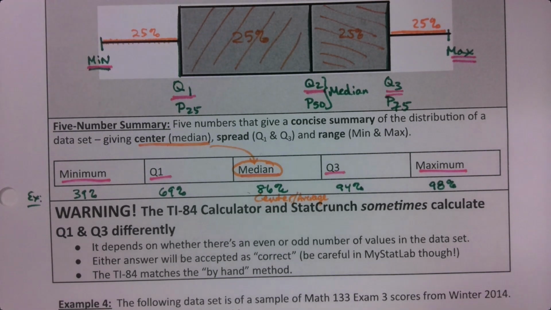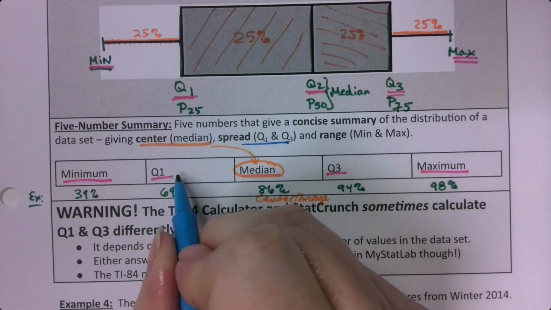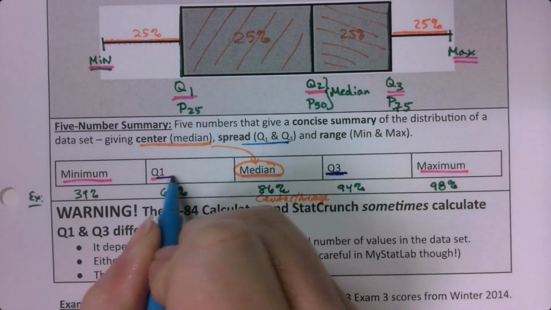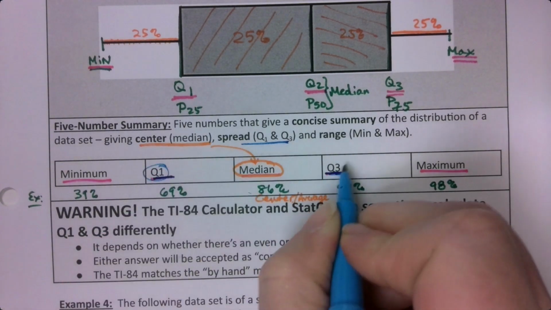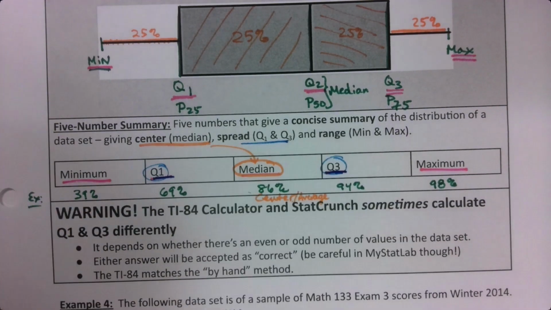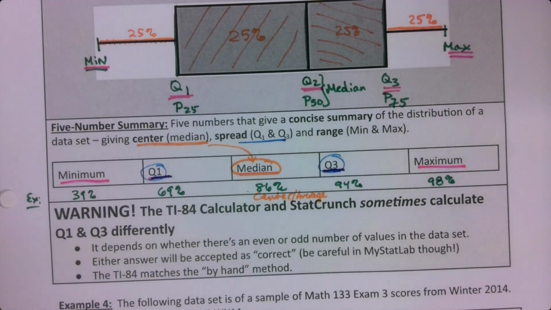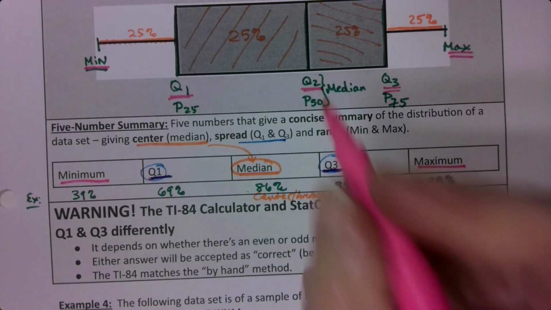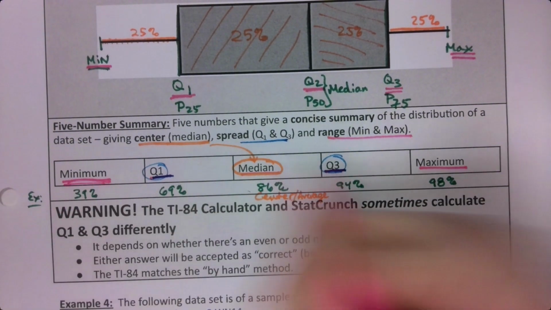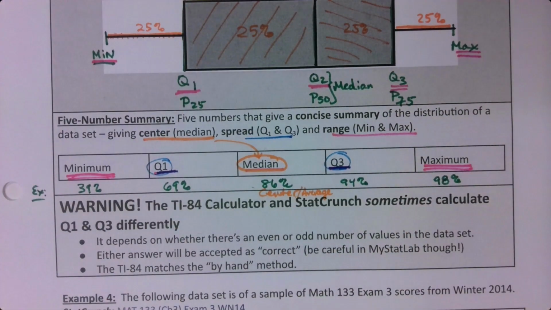So the spread is this distance, right? From Q1 to Q3, from this guy to this one, right? From here to here. And then the range, of course, is min to max, which is always valuable. I'll just leave that pink. Right? So from this value to this value. So it's kind of 2 different values of spread, right? The spread and the range.